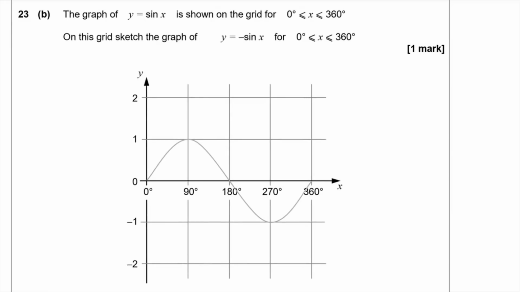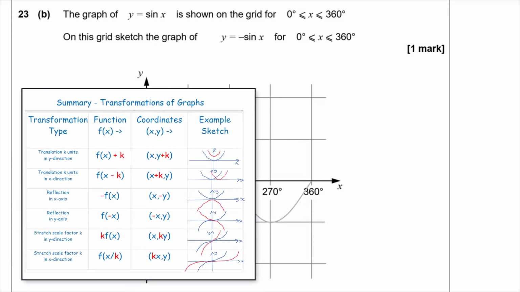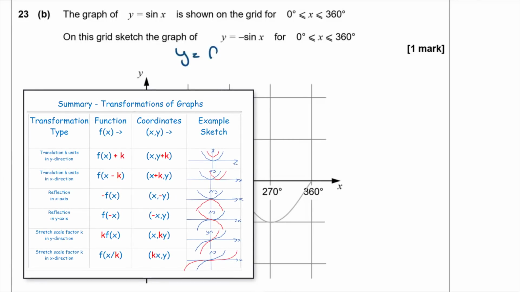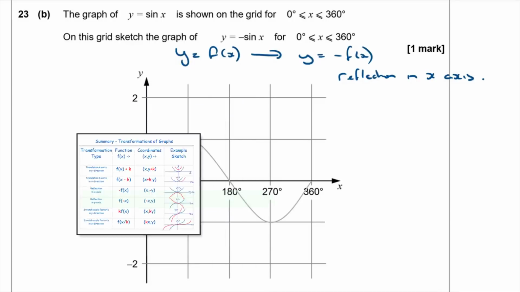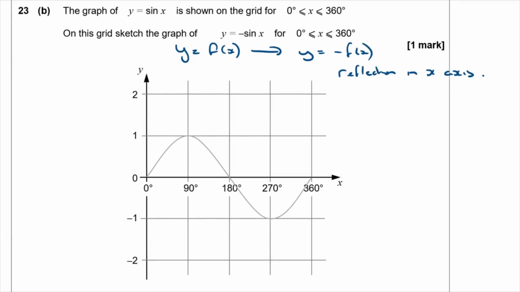So if I've got a graph y equals f of x, and then it goes to y equals minus f of x, then this is a reflection in the x-axis. So that means every point on my reference graph y equals sine x is going to be reflected in the x-axis. So again, we're going to go through a point at a time, and work out where all the image points are going to be.